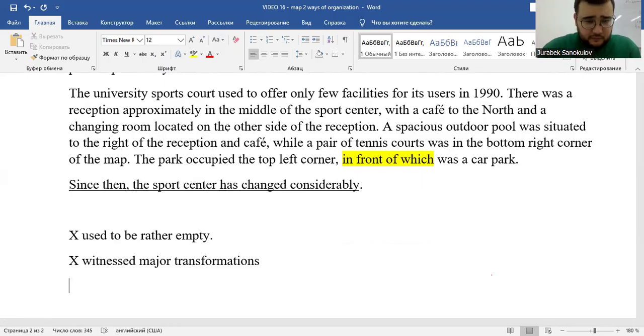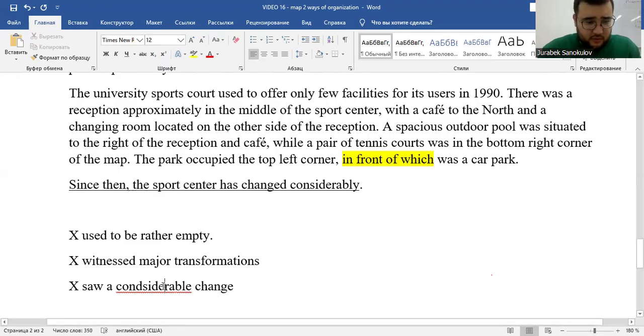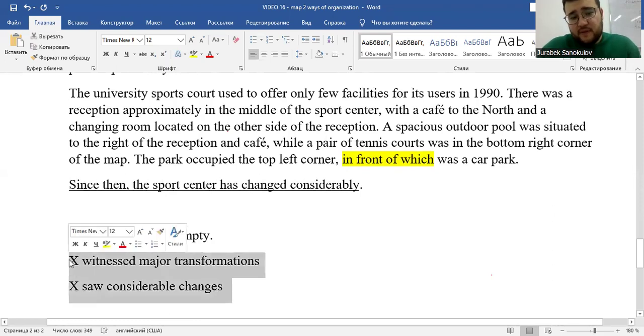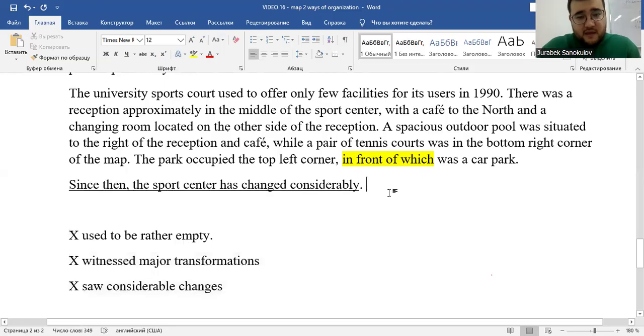What else can I say? The center saw a considerable change, or saw considerable changes. Something similar. I mean, you don't have to get too creative. Just use something similar in meaning.